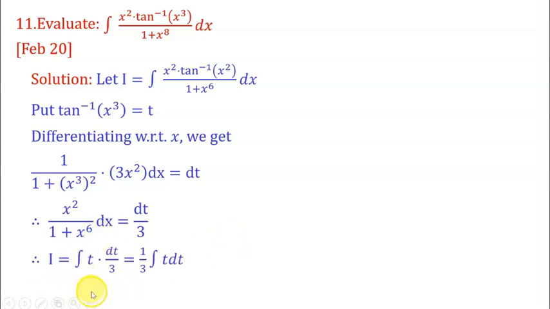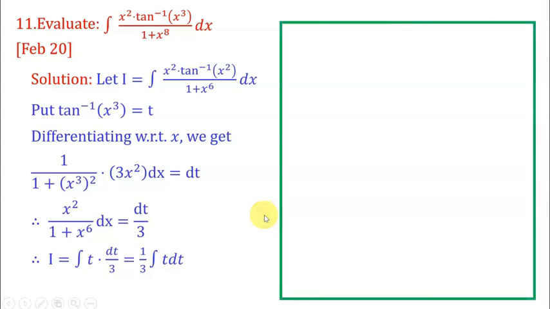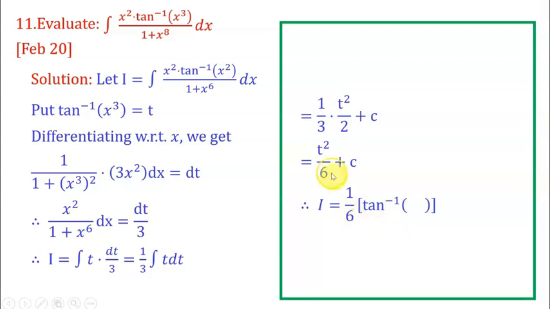Then you will get I is equal to integral t dt upon 3. Take 1 by 3 outside this integration. Then the integral of t dt is nothing but t square upon 2. That is 1 by 3 dot t square upon 2 plus c. Now substitute the value of t. 2 into 3 means 6, and therefore you will get the value of t as tan inverse of x cube, in a bracket, square plus c. And hence this is the answer.